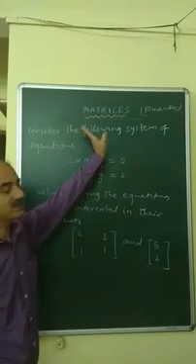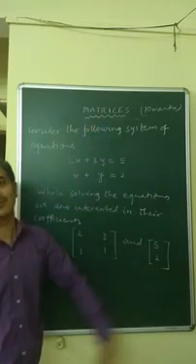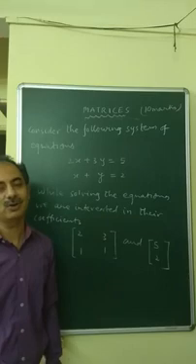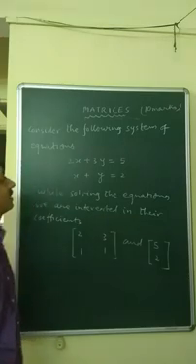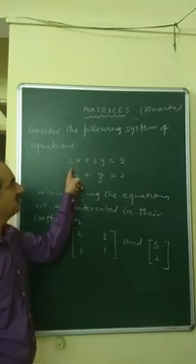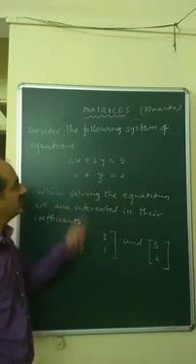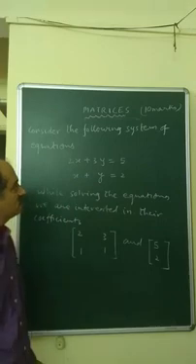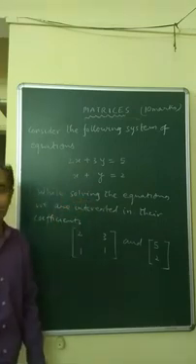Actually, matrices is nothing but the plural form of matrix. Now, what is the use of matrix? Consider the following system of equations. These are a system of linear equations: 2x + 3y = 5 and x + y = 2.